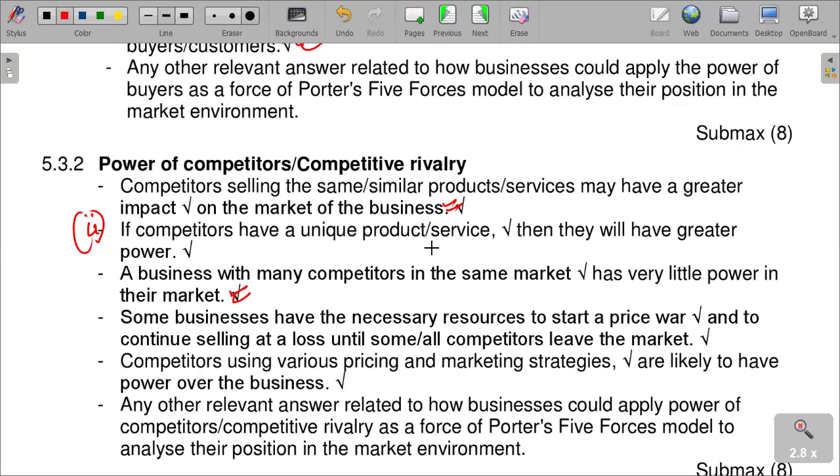So competitors using various pricing and marketing strategies are likely to have power over other businesses. These pricing and marketing strategies are obtained by businesses when they do enough market research. When they do enough market research, businesses can understand the pricing and marketing strategies in their space. So that is how the power of competitors, or competitive rivalry, according to Porter's five forces model, can affect the market environment of a business.